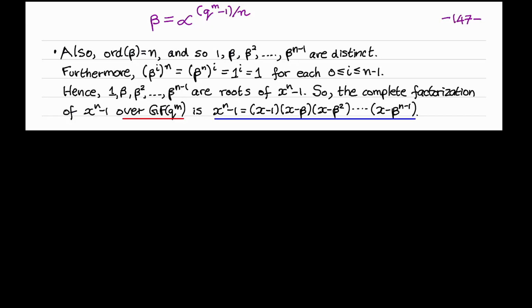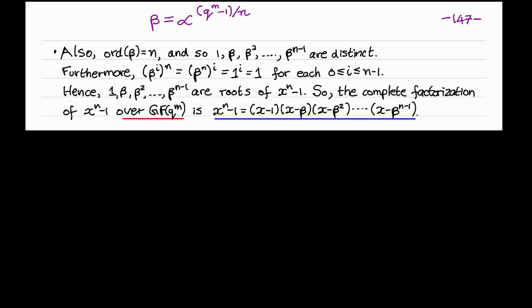Let me argue that the order of beta is n. This is because beta is defined to be alpha to the power (q^m - 1)/n. Since alpha is a generator of GF(q^m)*, the order of alpha is q^m - 1. And so the smallest positive power of beta which gives you 1 is the nth power. Now, since the order of beta is n, the elements 1, beta, beta squared, up to beta^(n-1) are distinct.